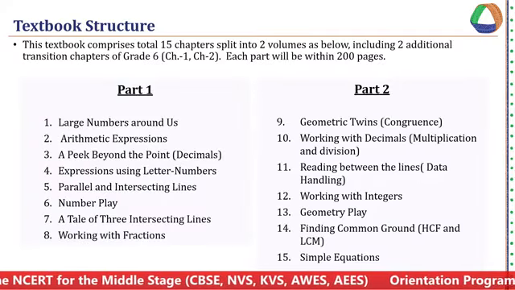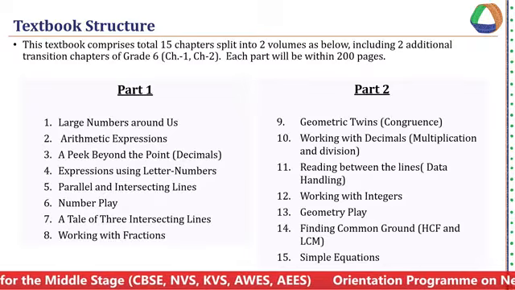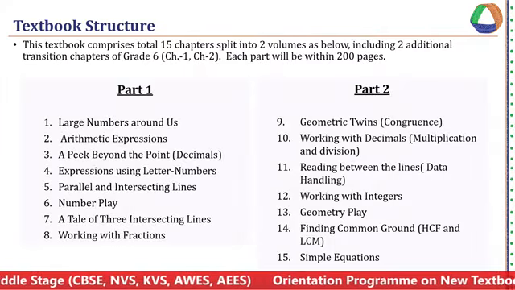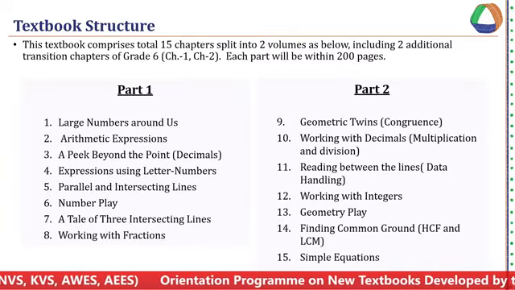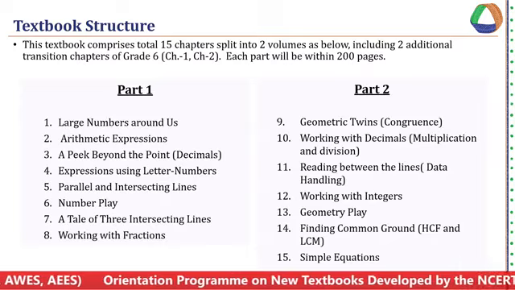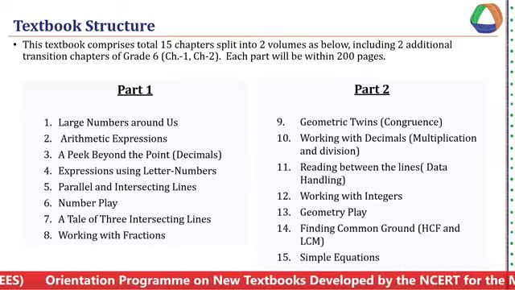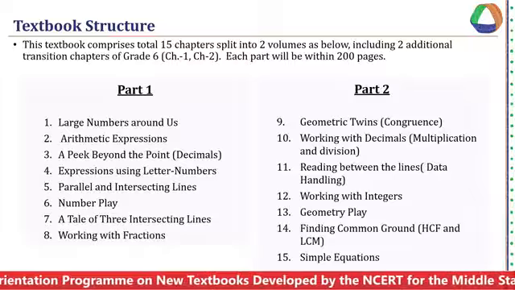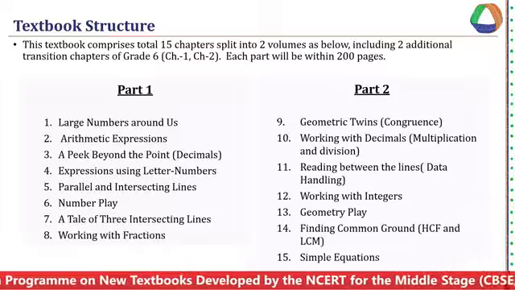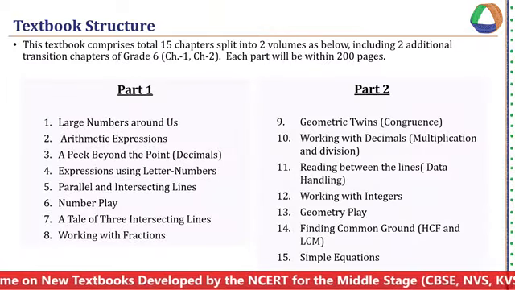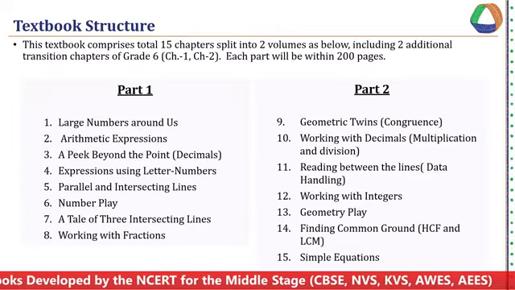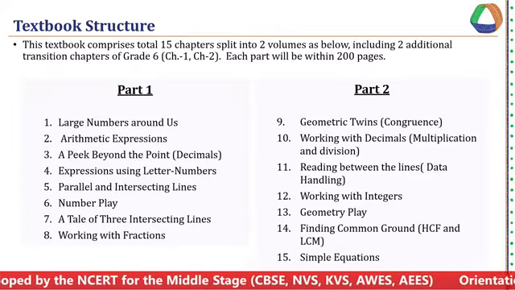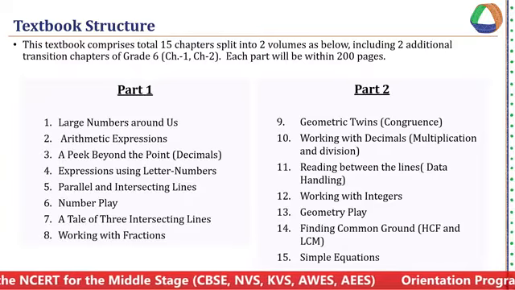The first two chapters are the leftover chapters that we intended to do in class 6: Large numbers around us and arithmetic expressions, but due to some reason, it could not be done there. So they have been introduced as chapter 1 and chapter 2, sort of the transition chapters that we call them. And then there are 2 parts, part 1 and part 2. In part 1, we have 8 chapters. In part 2, we have another bunch of 7 chapters.